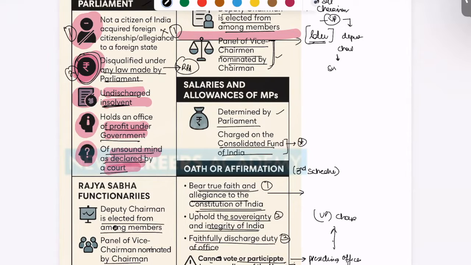Who decides the salaries of an MP? It is the Parliament, by law. Yesterday it came out that Pakistan also increased their salaries. Is it clear? That was the case.